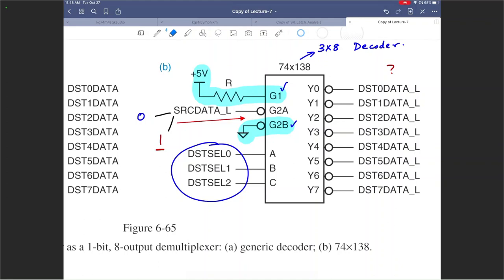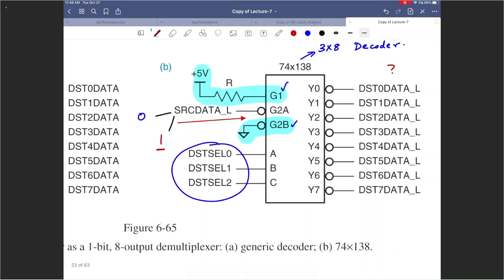They're not high impedance. The high impedance thing comes into the picture only with the tri-state buffers. They're all one, right? They're all one. And it doesn't matter what the ABC, the destination select lines, are. If one is the input there, they're all going to be one at the output because they're all inactive. You see, if one, that's an active low enable. So I actually disabled it. If I disable the chip, all my outputs are going to be disabled. So they're all going to be one.